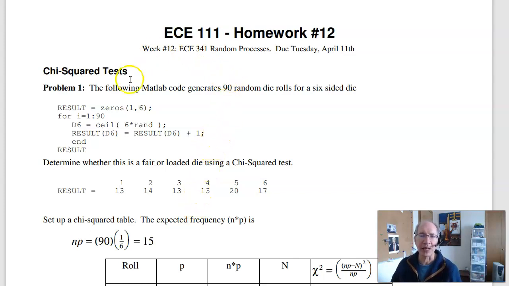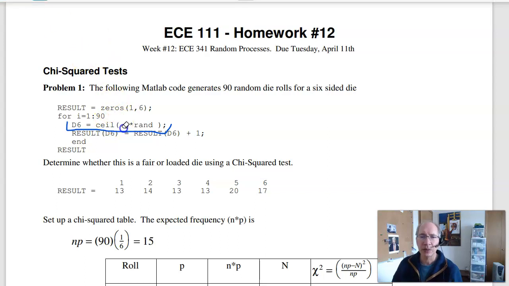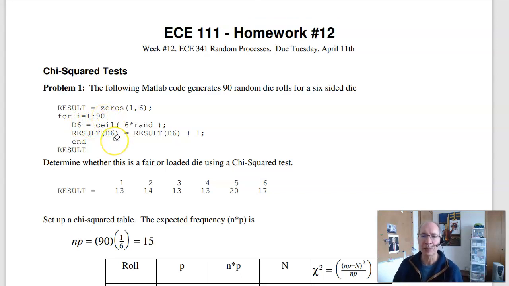In MATLAB, I can generate a random number, so this would be a six-sided die. What this code does is generate a number between 1 and 6. Rand is a number between 0 and 1, times 6, rounding up, gives you 1 through 6. I use that to generate a six-sided die, then repeat 90 times, and I count how many times I rolled a 1, how many times I rolled a 2, and so on.